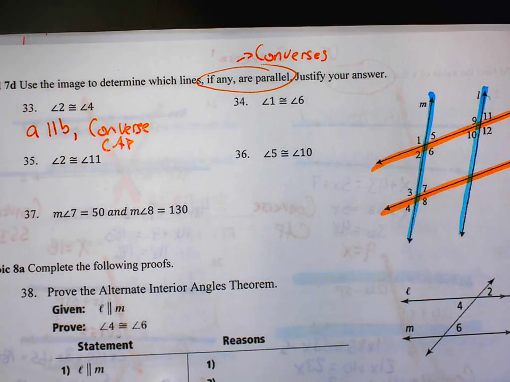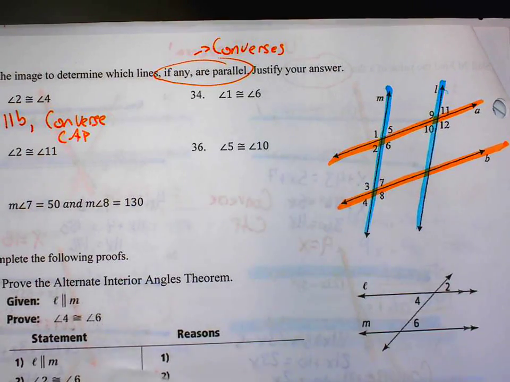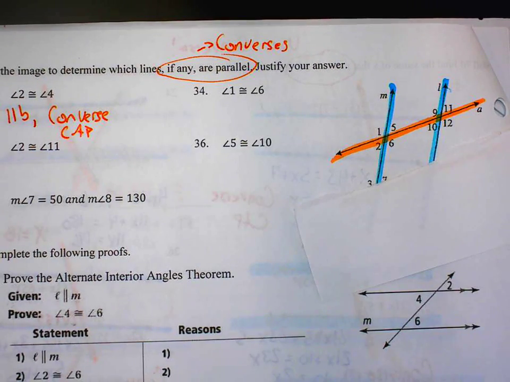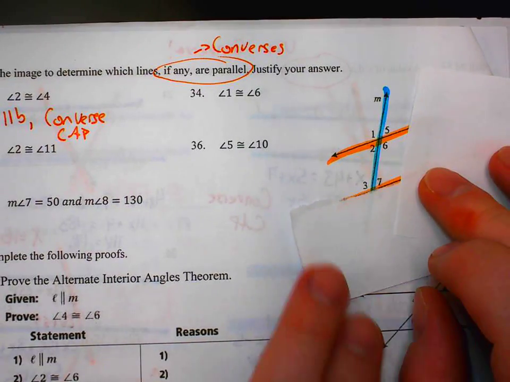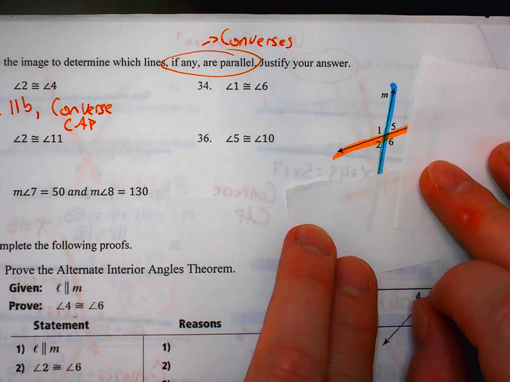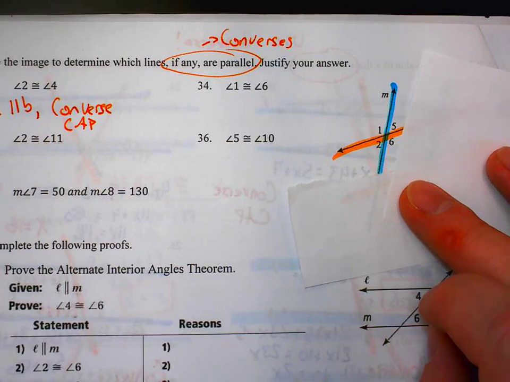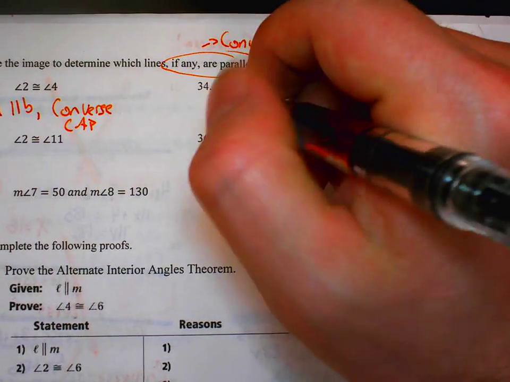34. 1 is congruent to 6. 1 and 6 are in the same intersection. So it doesn't tell me anything about the other lines. They should be congruent because they're vertical, but because we don't have information about any of the other lines, it doesn't tell me if anything's parallel or not. Not enough information.